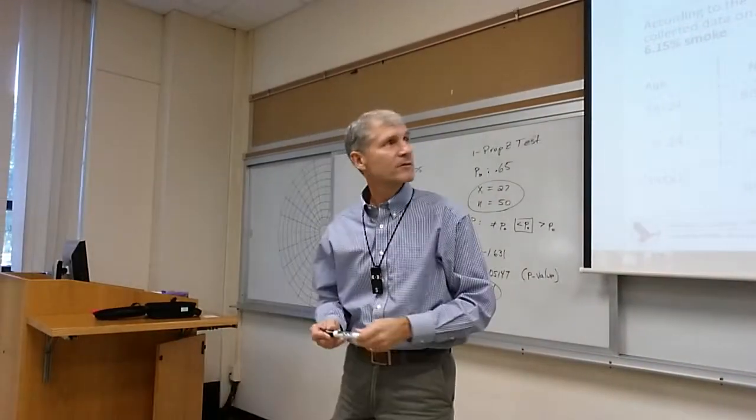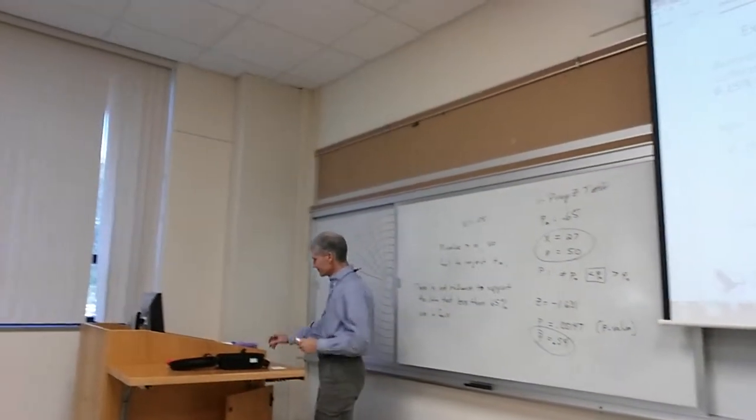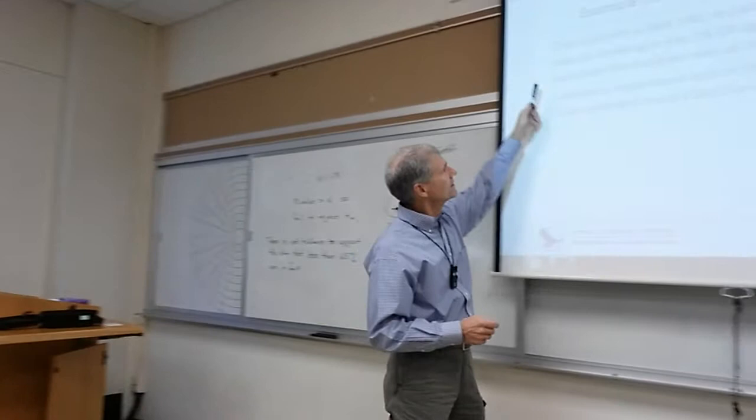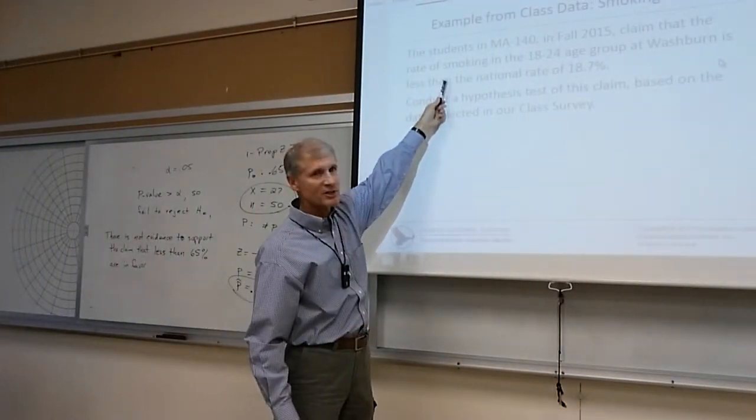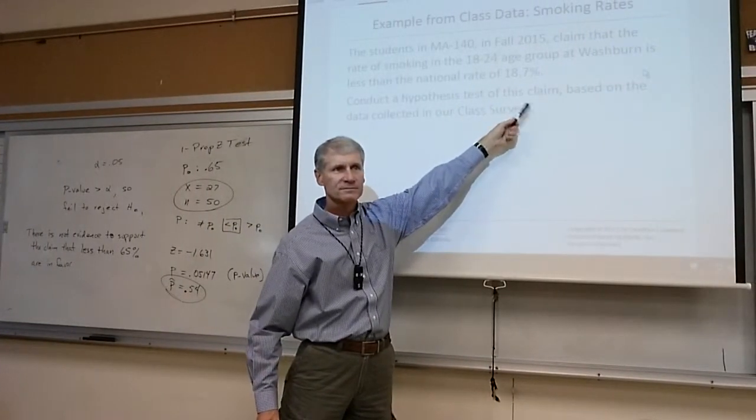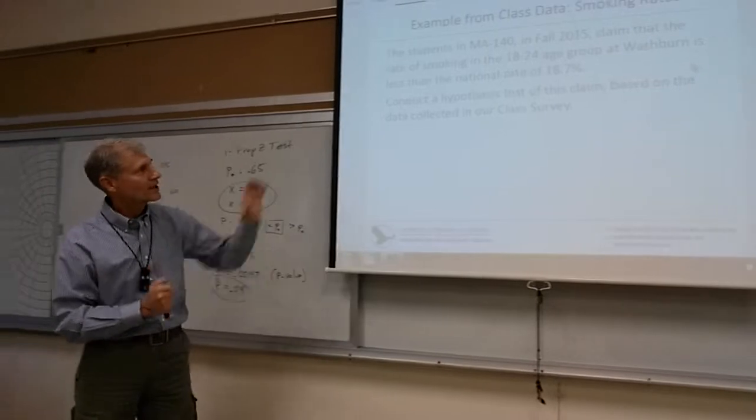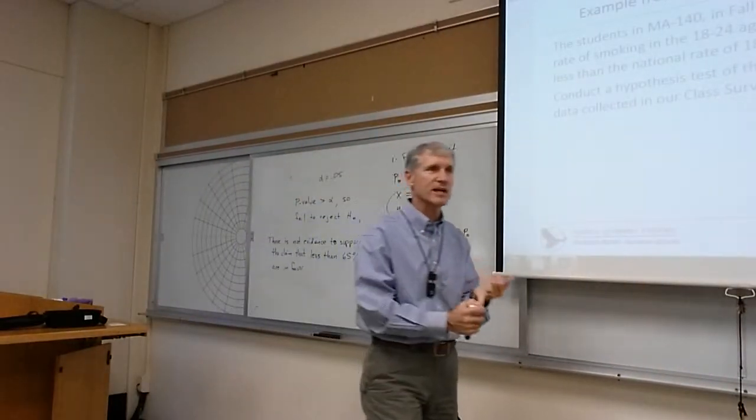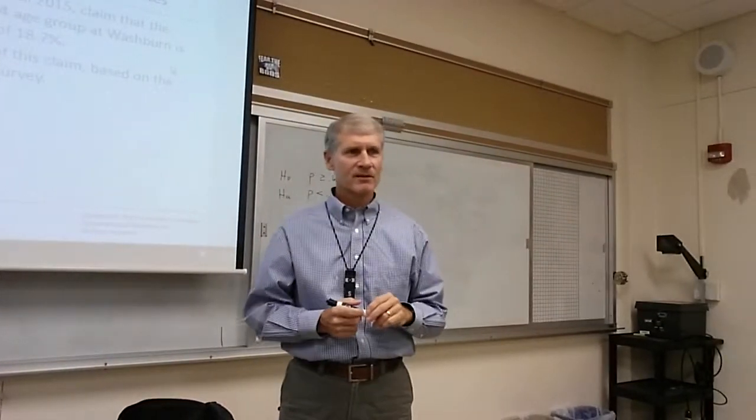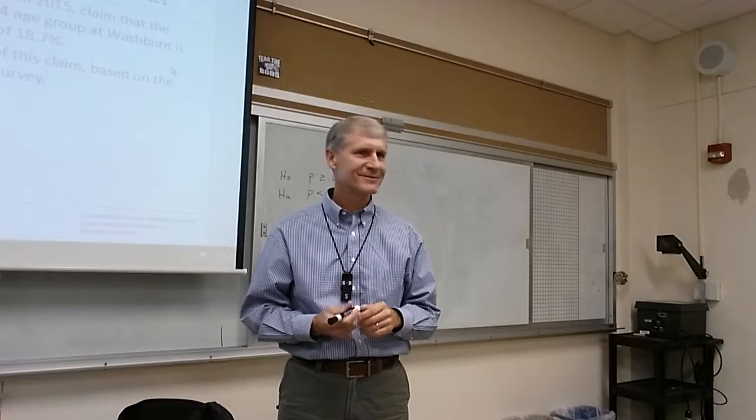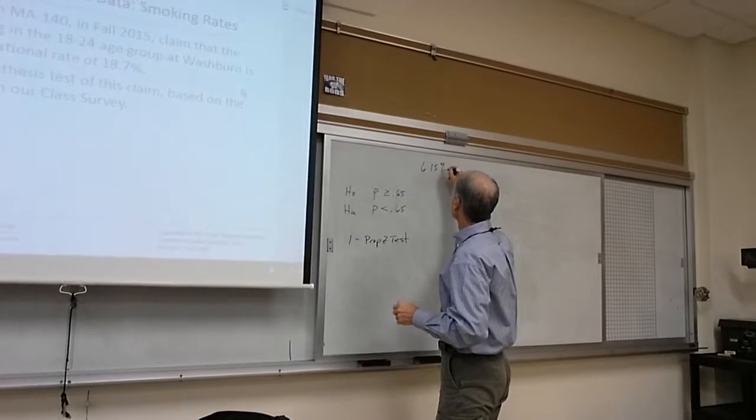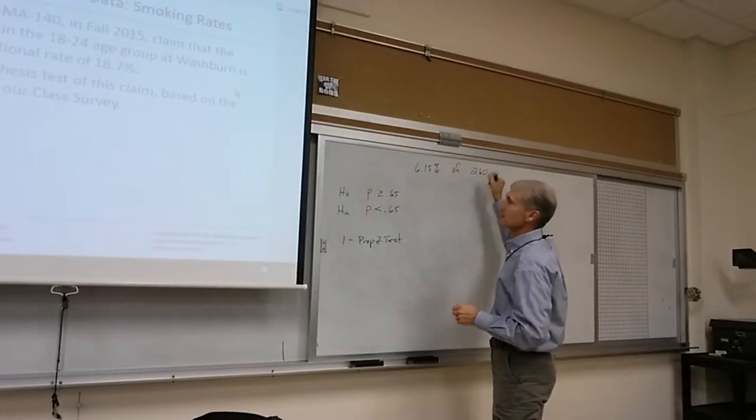So, test the claim. Test the claim that the rate at Washburn in that age group is less than the national average. You do it yourself. Conduct that hypothesis test. Go through all 4 steps. And don't say, what, there's steps? You said 6.8% is what we found? 6.15 of 260.